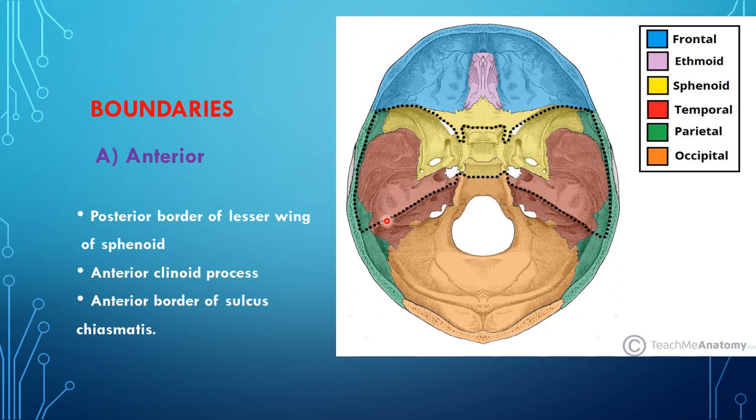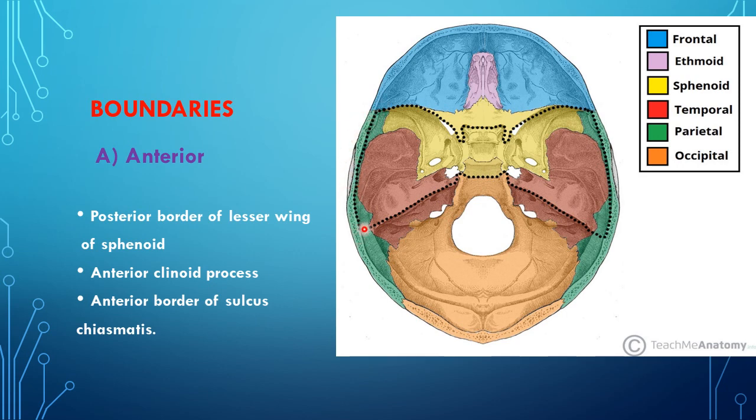It has a superior border. This is the anterior surface in front, and this is the posterior surface of the petrous part. This is the apex and this is the base. Now here the superior border of the petrous part of the temporal bone forms part of the posterior boundary. Then we have here the posterior clinoid process and the dorsum sellae. So dorsum sellae, posterior clinoid process, and the superior border of the petrous part of the temporal bone form the posterior boundary. What about the lateral boundary?